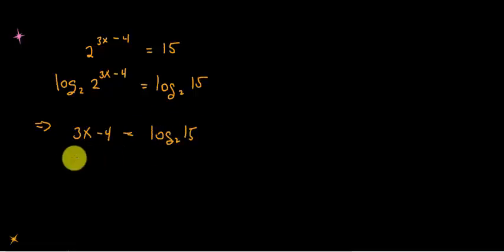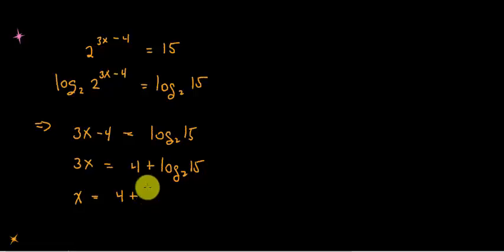And then I could add the 4 to both sides. That would give me 3x is equal to 4 plus log base 2 of 15, and then I could divide, and I could say, well, x is equal to 4 plus log base 2 of 15, and that's divided by 3.